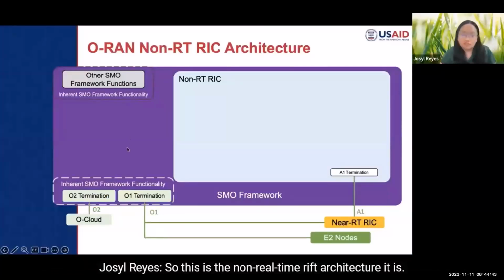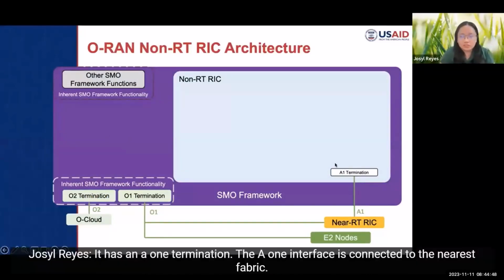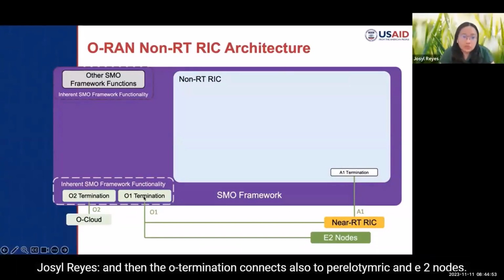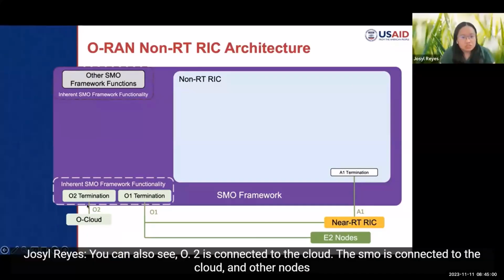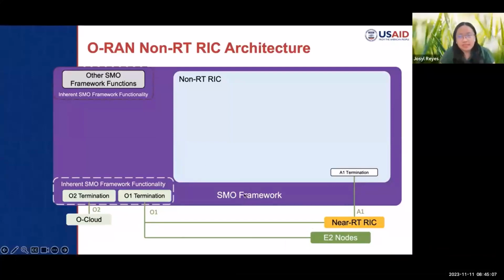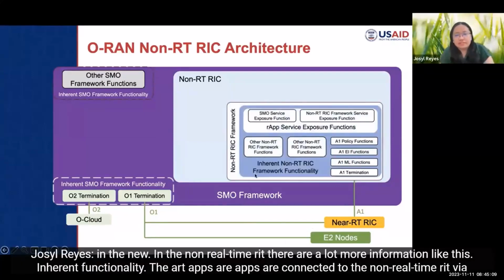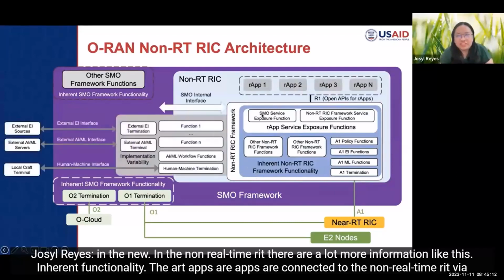So this is the non-real-time RIC architecture. It has an A1 termination. The A1 interface is connected to the near real-time RIC. And then the O1 termination connects also to the near real-time RIC and E2 nodes. You can also see O2 is connected to the cloud. The SMO is connected to the cloud and the other nodes. In the non-real-time RIC, there is a lot more information, like this inherent functionality.